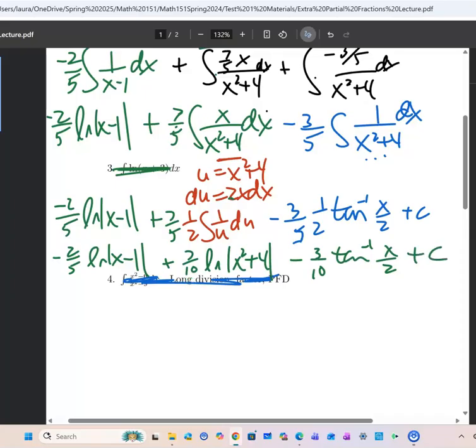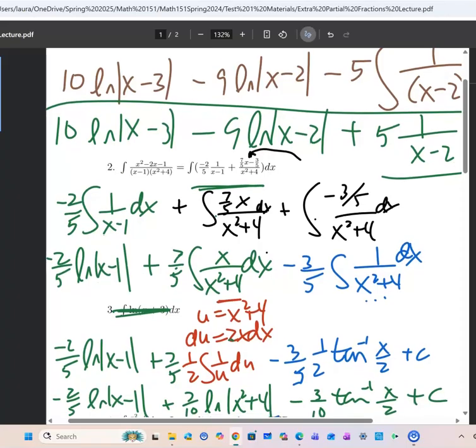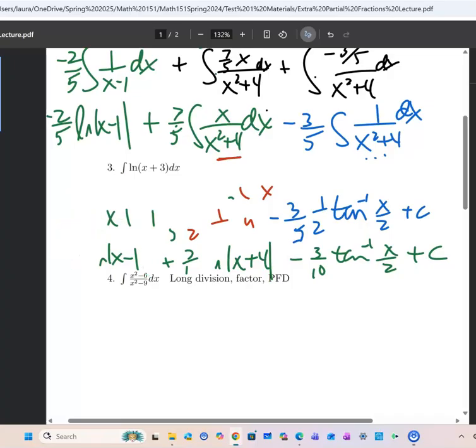Phew! Okay, good long problem. So let's look at number 3. I just threw this one in here because you just need to know everything all the time. So what would you do with this?